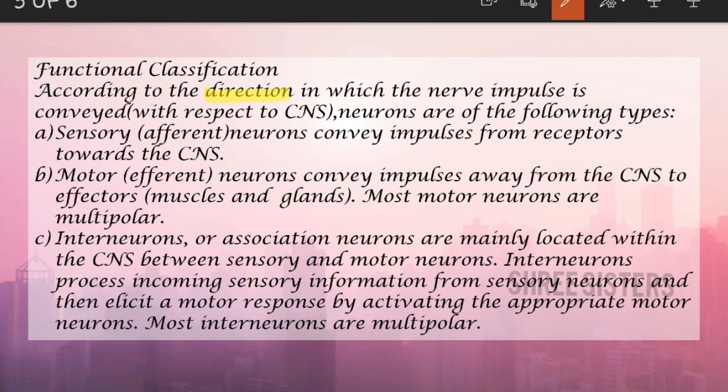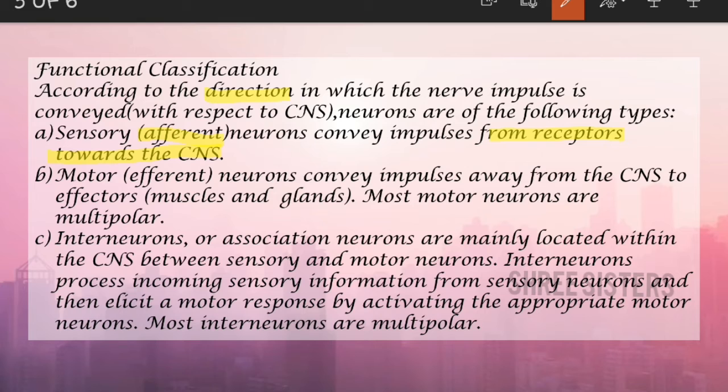So these are the types. Sensory neurons. Before itself I have told, sensory neurons are also known as afferent neurons. They convey from the receptor towards the central nervous system. From my hand to the nervous system, the message is going. Then these are carried by the sensory neurons. They convey the impulse from the receptor organ to the CNS.